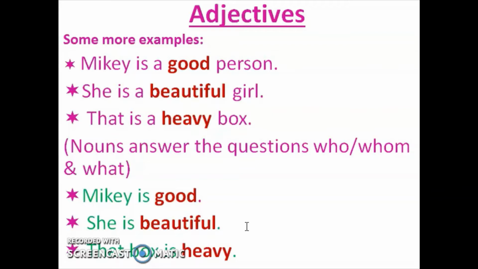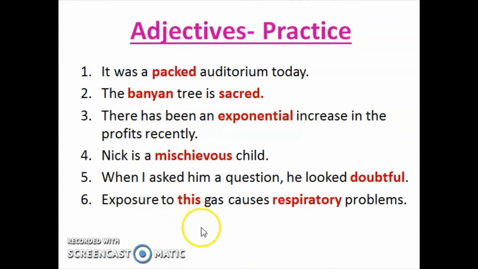In the third example, that box is heavy, we ask the question using the question word what. The question is, what is heavy? And we know that the answer is that box. And the word box is a noun and hence we understand that the word heavy is an adjective. Let's do some practice.